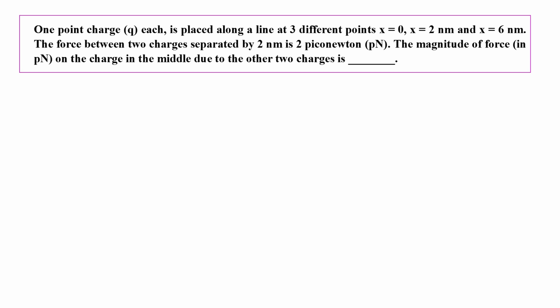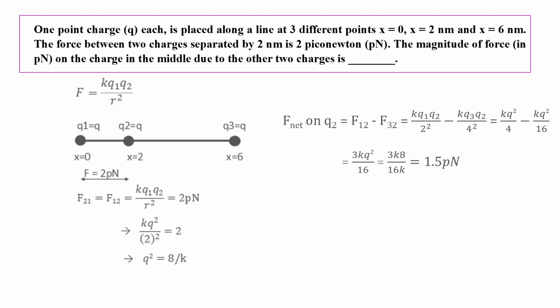The next question is, 1 point charge q each is placed along a line at 3 different points, x equal to 0, x equals to 2 and x equals to 6 nanometer. The force between the two charges separated by 2 nanometer is 2 piconewton. The magnitude of force in piconewton on the charge in the middle due to the other charges is. So as you can see here, there are 3 charges at x equal to 0, x equals to 2 and x equal to 6 nanometer positions.